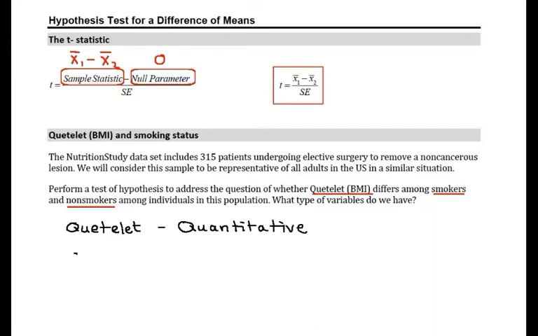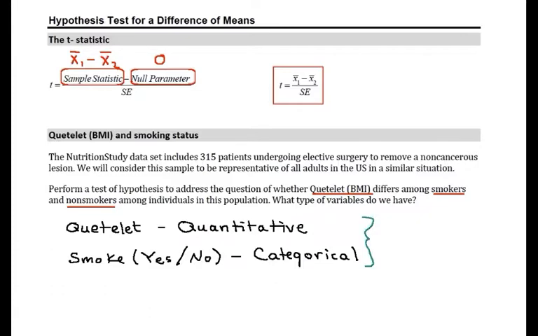And the variable smoke, which would have yes and no, or smoker and non-smoker as its values, is categorical. So we do have the correct kind of data for addressing a question about a difference of means.